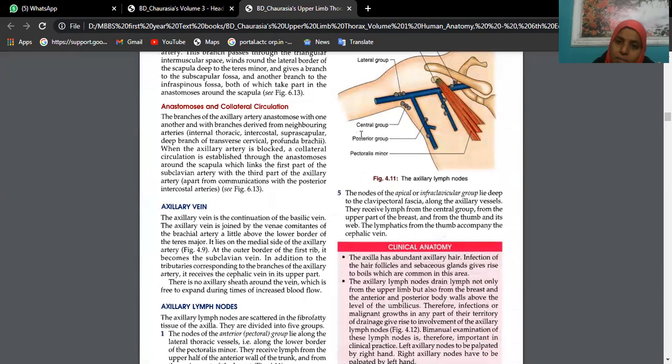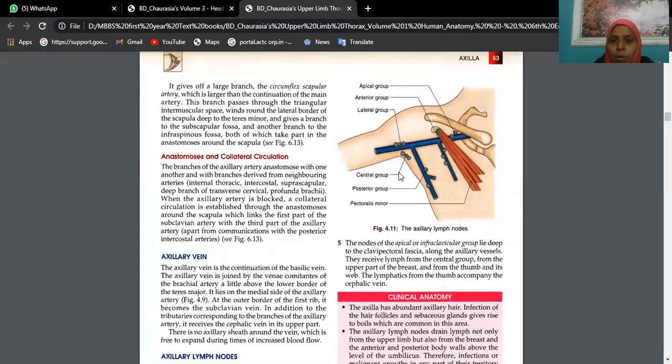Along with this, whatever nodes you are finding, these are posterior groups. So we have anterior, we have posterior, then we have central. This whole thing drains into the axillary vein, isn't it? So along the axillary vein, we have the lateral group. Then the axillary vein will drain into the brachiocephalic. That means its journey is going like that.